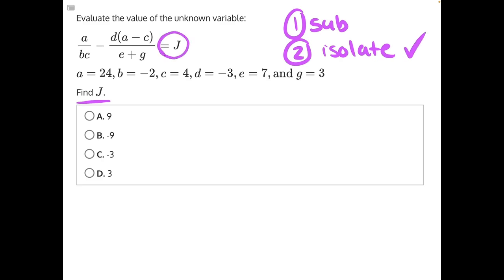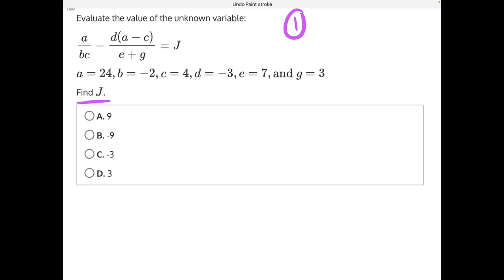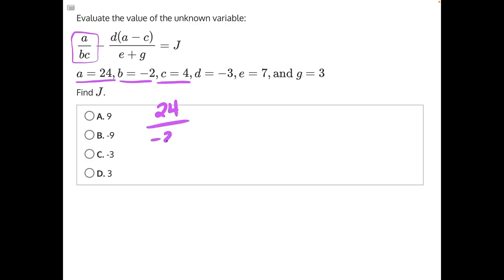J is completely isolated on the right-hand side of the equation, so all we need to do is substitute in our values. Starting with this fraction right here, we have A, which is 24, over B times C, which is negative 2 times 4. And then that is minus this fraction over here.